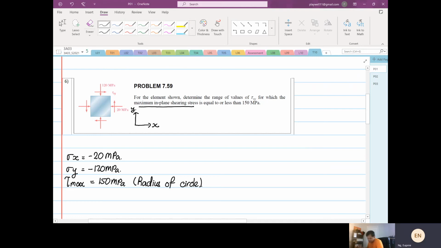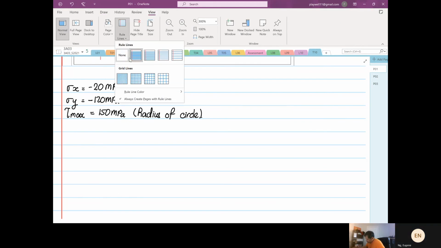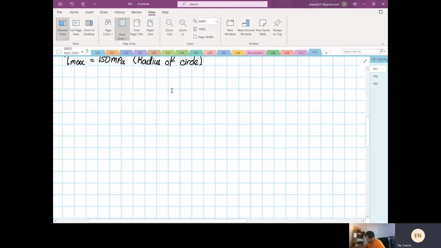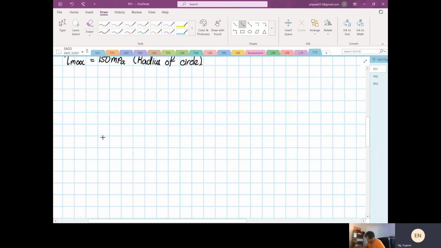So if you look at a solution that has been posted, they come out with a bunch of equations. Okay, let's not do that. I want to do it by applying Mohr circle. So I'm going to sketch Mohr circle. So everything is in compression. Again, this is just a sketch.